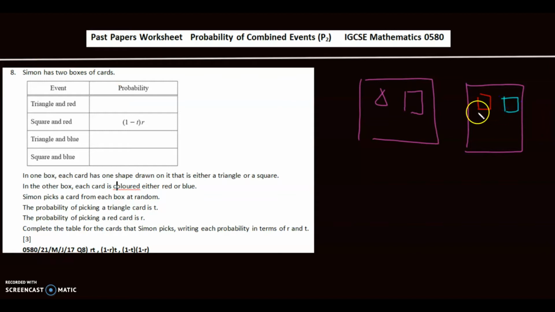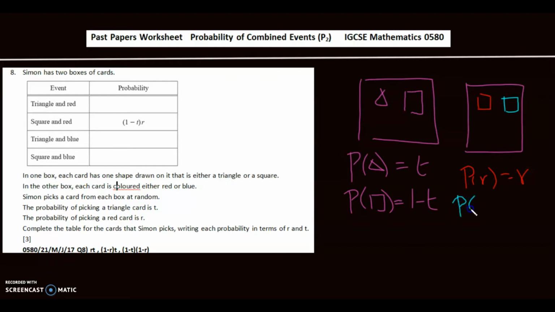Okay, so the probability of picking a triangle card is T. So the probability that we'll get a triangular card is T, which means the probability that we'll get a square card would be 1 minus T, because the sum of probability is always 1. Then the probability of picking a red card is R. So the probability of getting a red is R. Then that means the probability of getting the blue color would be 1 minus R. Again, since the sum of the probability is 1.